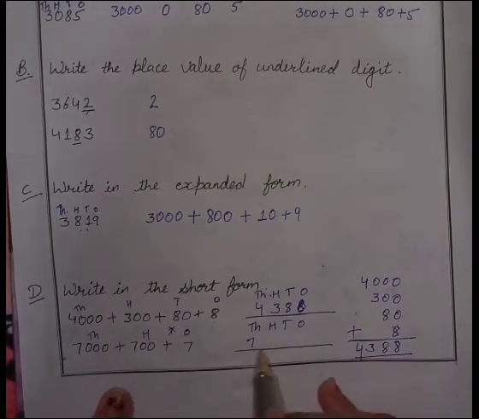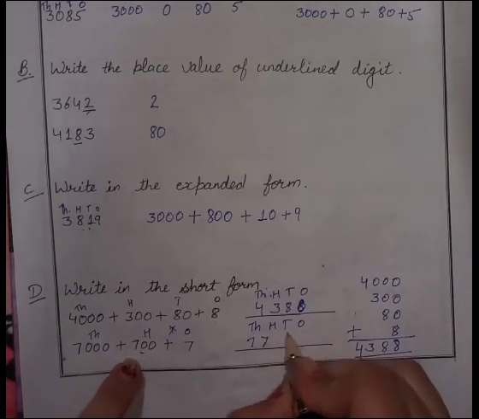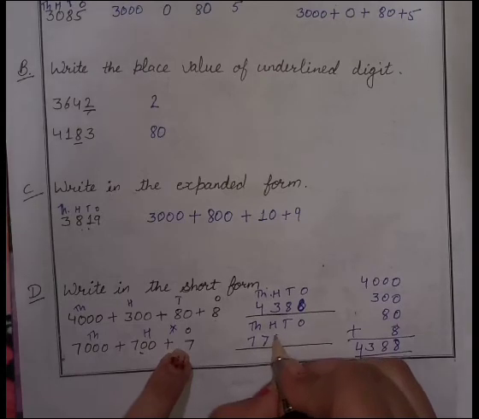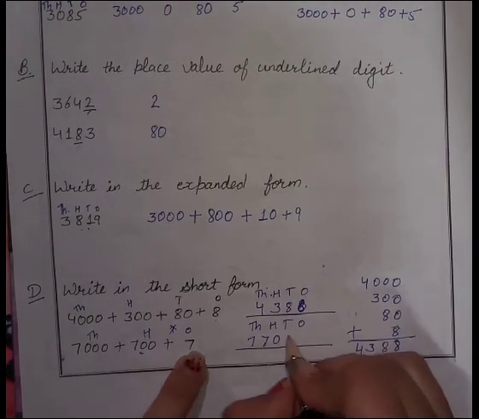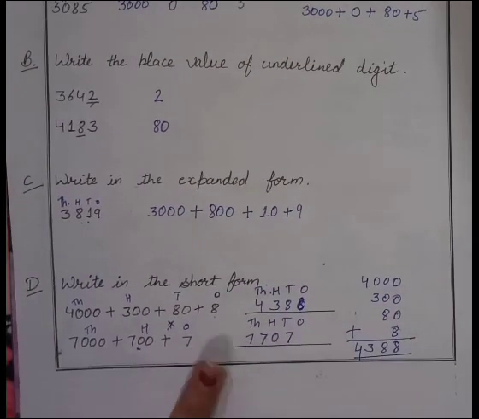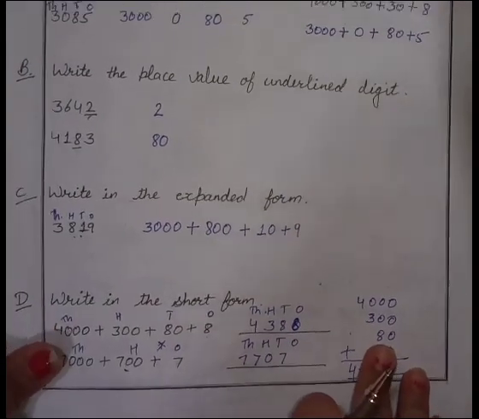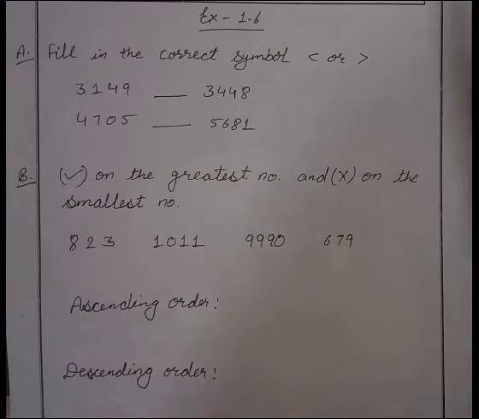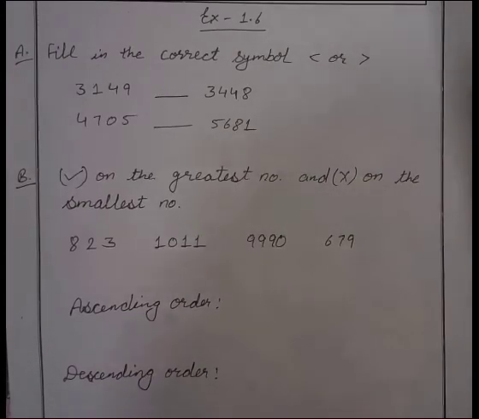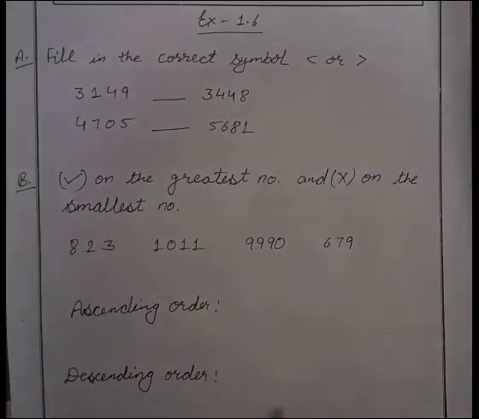Now on the hundreds place, 100 place, 7 is there. On tens place nothing is there, so we will write here 0. And on ones place we have 7. Clear to all? Good. Now our turn is for the next exercise. Exercise 1.6. Very easy exercise this is.